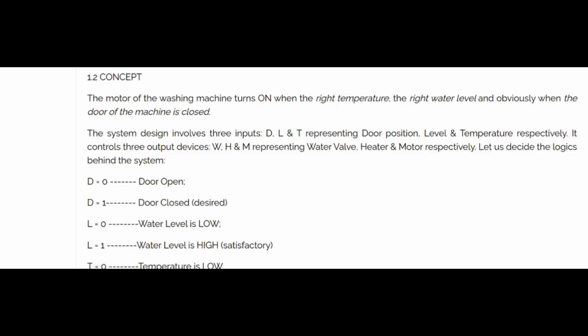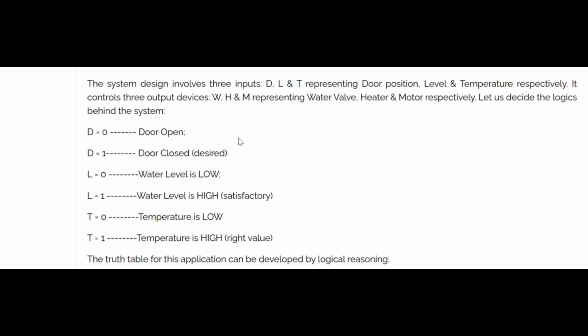The system involves three inputs D, L, and T, representing door position, level, and temperature respectively. It controls three outputs W, H, and M, representing water valve, heater, and motor respectively. Now we can discuss the logic behind them. When D is equal to 0, the door is open. When D is equal to 1, the door is closed. When L is equal to 0, the water level is low. When L is equal to 1, the water level is high and satisfactory. When T is equal to 0, the temperature is low. When T is equal to 1, the temperature is high and it is the right value.